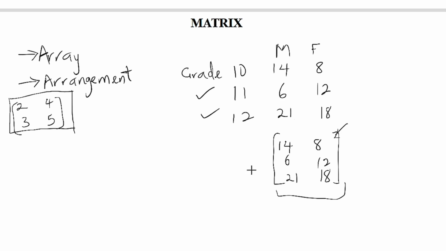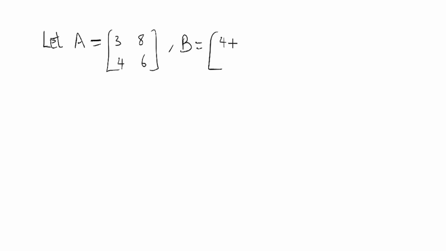We're looking at addition of matrices, adding two matrices together, subtracting one matrix from another, multiplying a matrix by another matrix, and other things. So first of all, let's look at the addition of matrices. Let A be the matrix 3, 8, 4, 6. Let the matrix B be 4, 0, 1, minus 9.